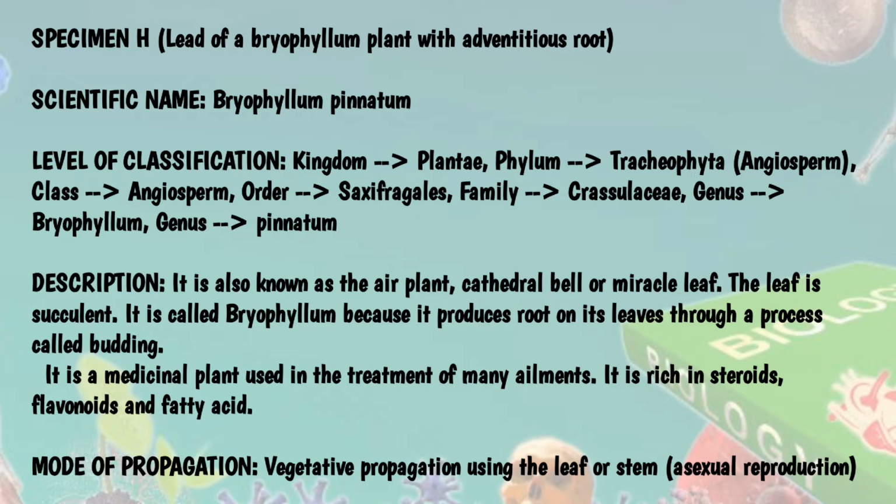And it's called Bryophyllum because it produces roots on its leaf through a process called budding. It's medicinal like I said, and it's believed to cure many illnesses. So the mode of propagation of Bryophyllum is through the leaf or the stem, because new roots will arise from a certain point and then from there new plants will shoot up. So hence their method of vegetative reproduction through the leaf or the stem.